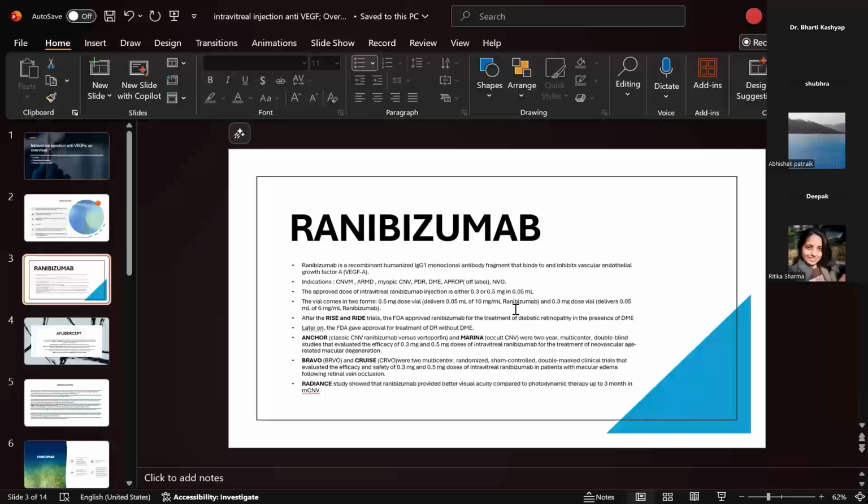BRAVO was basically for BRVO, and CRUISE was for CRVO. You can see B for B and C for C. It's easy to remember that way. They were again two multi-center trials, sham-controlled and double-masked, that evaluated the efficacy of 0.3 and 0.5 mg doses of intravitreal ranibizumab in patients with macular edema following RVO. The RADIANCE study was done to show that ranibizumab provided better visual acuity gains compared to PDT up to 3 months in myopic CNV cases.